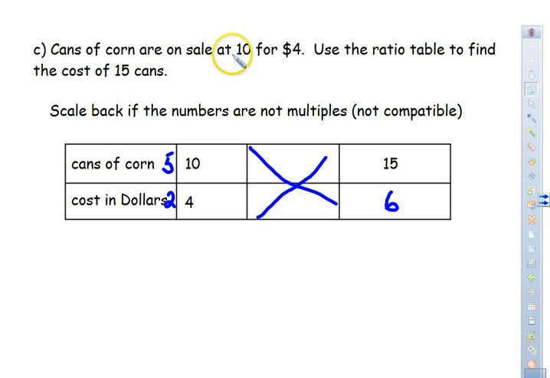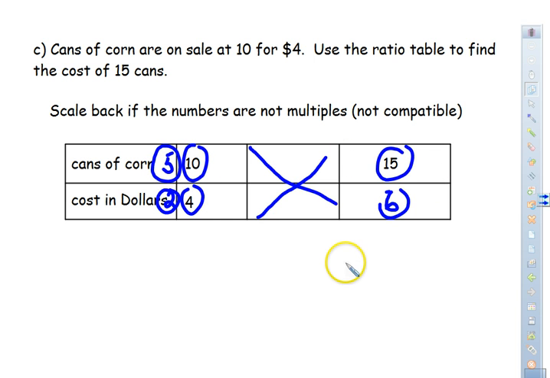Okay, so cans of corn on sale for 10 for $4. Use the ratio table to find the cost of 15 cans. Now you can see the pattern from 5, 10, and then 15, and now it's 2, 4, 6, and you can see that pattern. This one is multiples of 2 and multiples of 5 to find that equivalency of making those ratios equivalent.